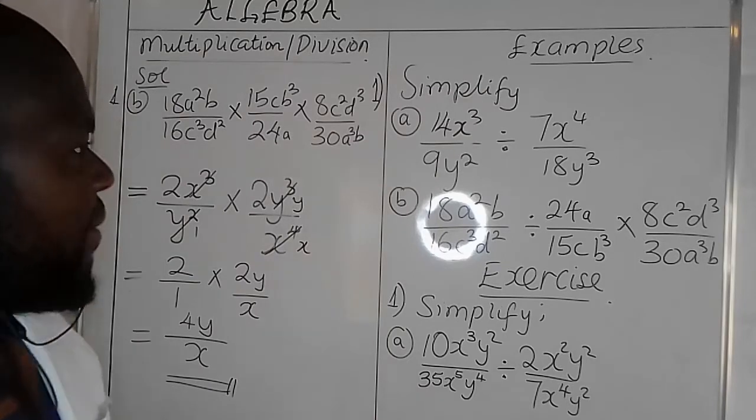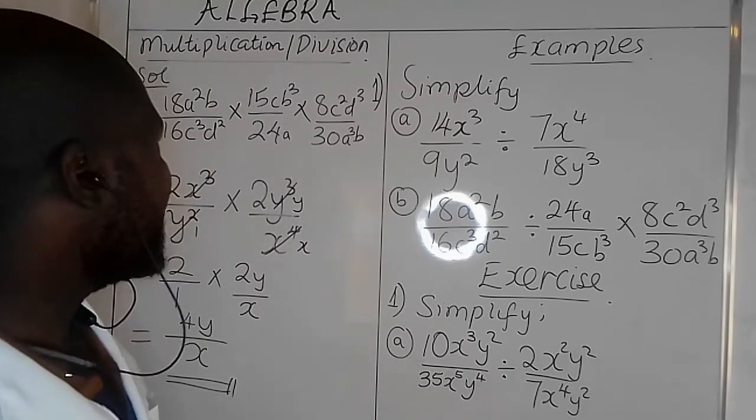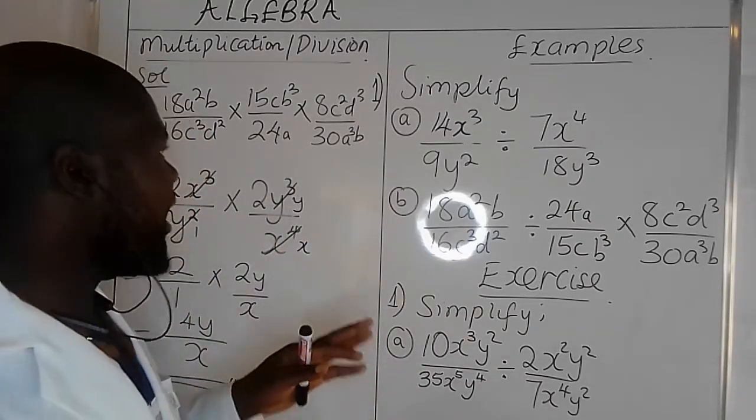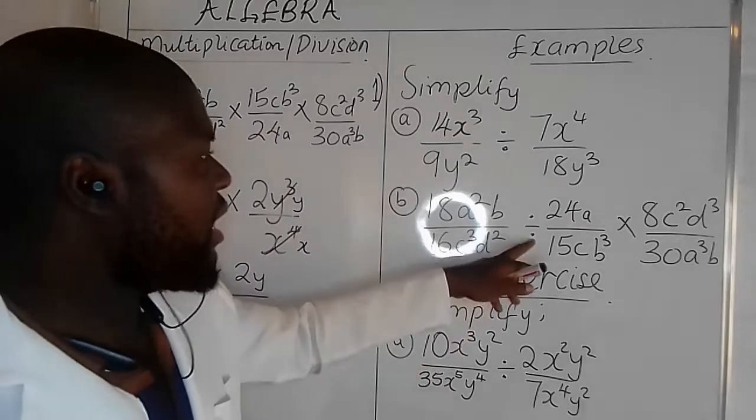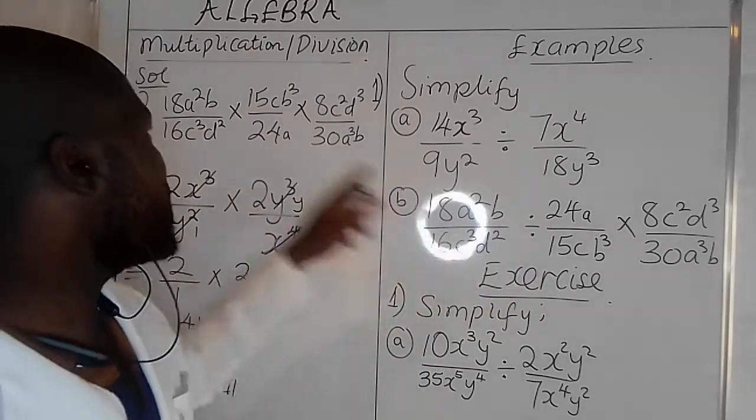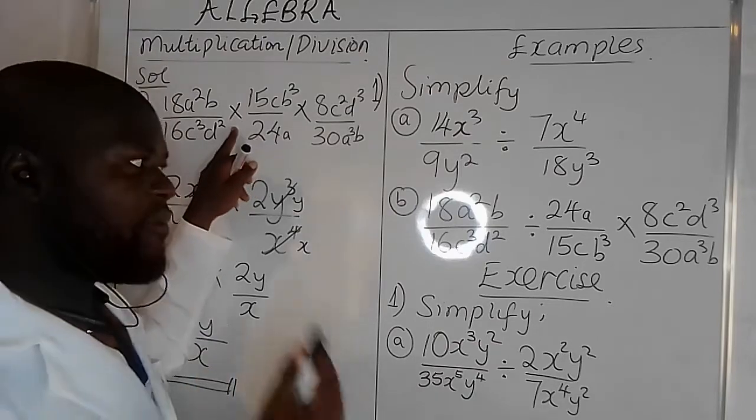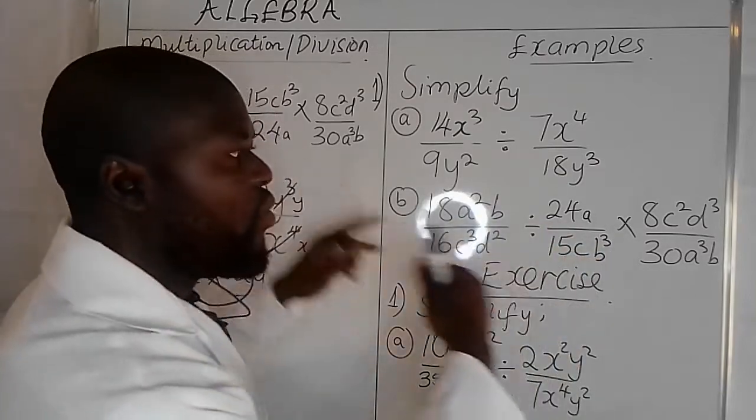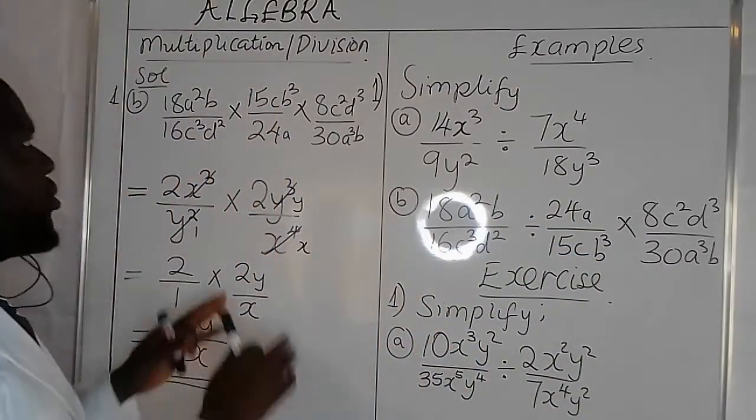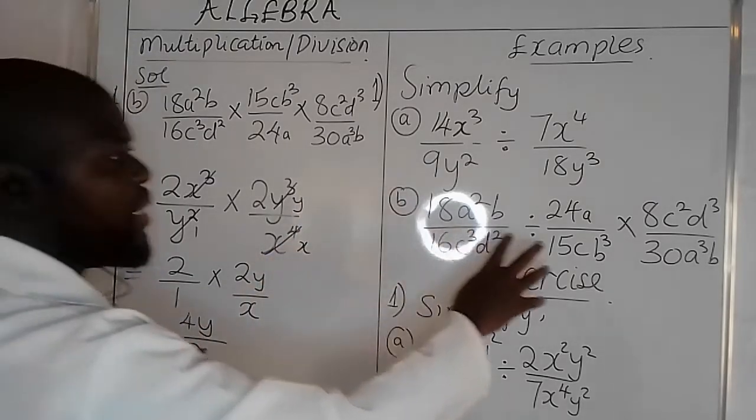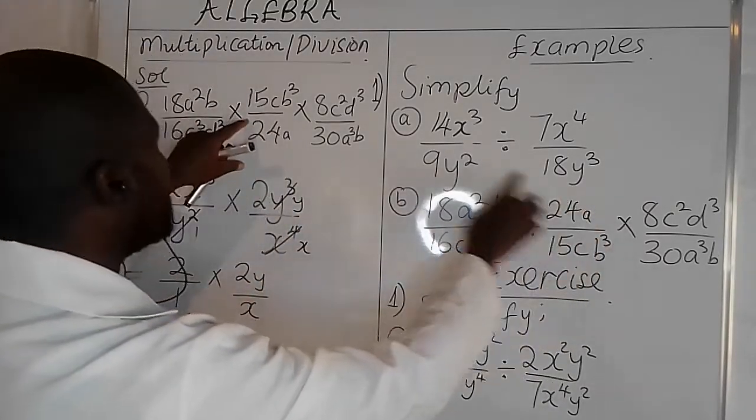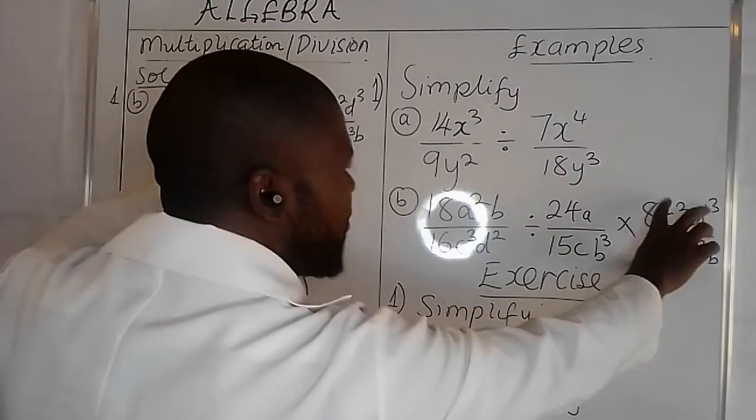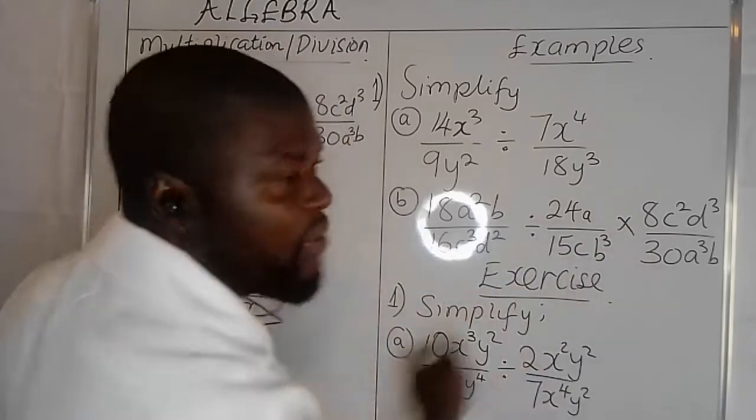Bear in mind that the only fraction that is affected is the immediate next after division. When you convert division into multiplication, only the fraction just after the division is affected. All the others that follow will not be affected. You don't swap them. What we just swapped was this one: 15 is now here and 24a is down here. This one will remain the way it is because we have multiplication.